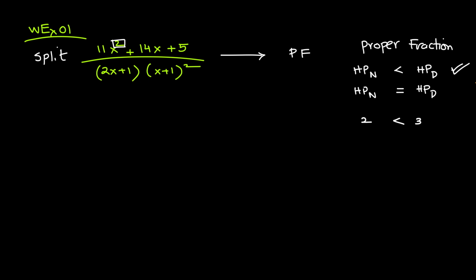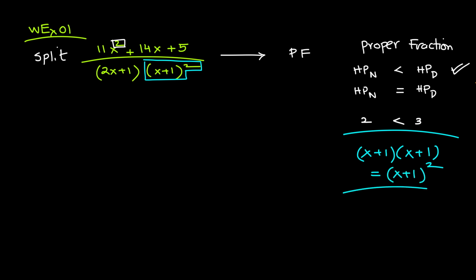The second thing to notice is that we have x plus 1 whole square. We cannot write this thing as x plus 1, x plus 1. We have to simplify and write this thing as x plus 1 whole square. This makes this a linear repeated factor. It's linear on the inside, but because of the square, it's being repeated.